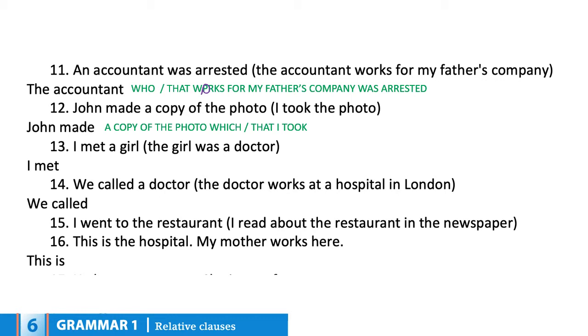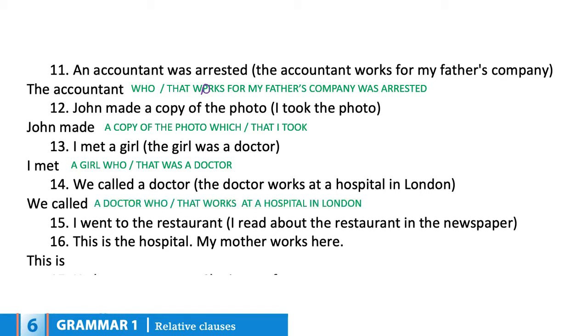Okay. Number 13, I met a girl and the girl was a doctor. Wow, I met a girl. What girl? I met a girl who was a doctor. Number 14, we called a doctor and the doctor works at a hospital in London. So we called a doctor who works at a hospital in London. Hey, we haven't got enough room for number 15. Okay, so we'll remove it.